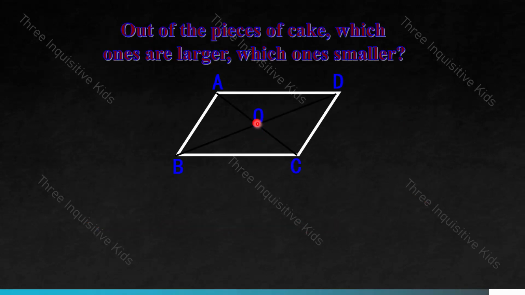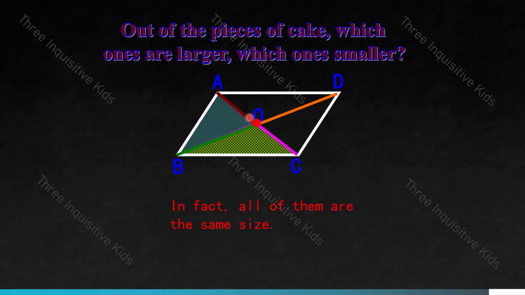Out of the pieces of this parallelogram-shaped cake, which ones are larger, which ones are smaller? So here are the pieces split up. In fact, all of them are the same size. Since it's a parallelogram, we know that each of these triangles formed by where the diagonals intersect and each of the vertices have the same area.